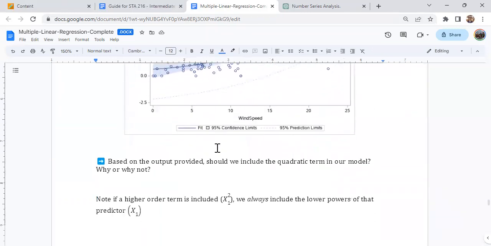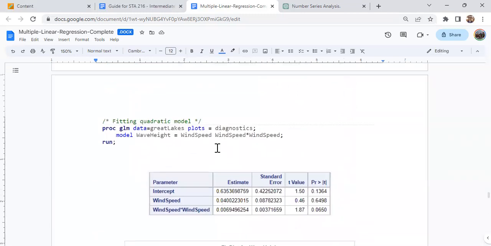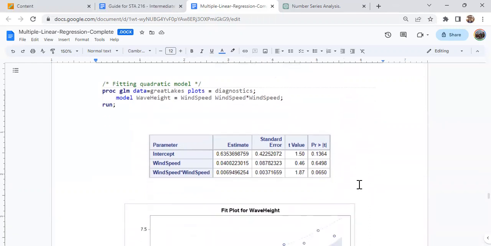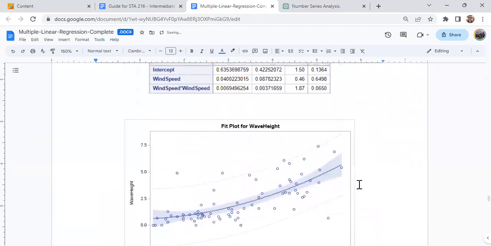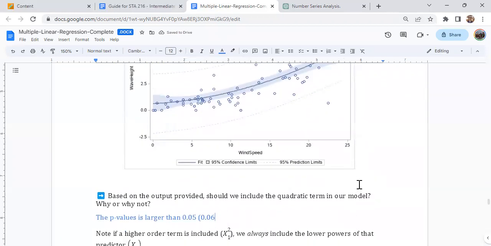So here, what do we think about including the quadratic term in the model? Does that seem like it's useful? Yeah, and why do we feel that way? Yeah, the p-value is bigger than 0.05. The p-value is larger than 0.05, and it's like 0.0650.